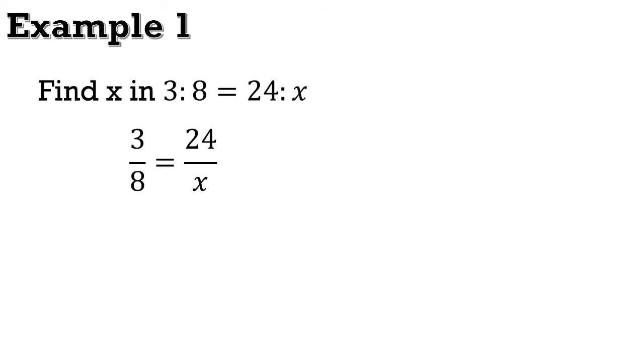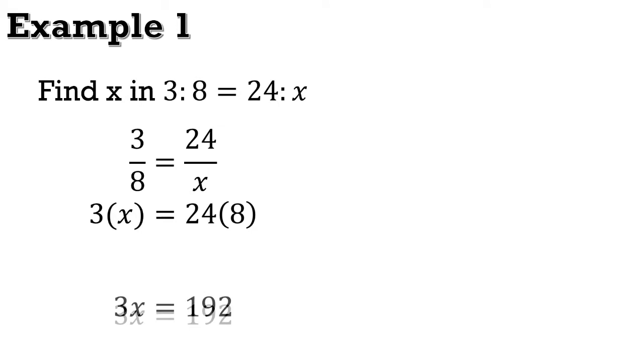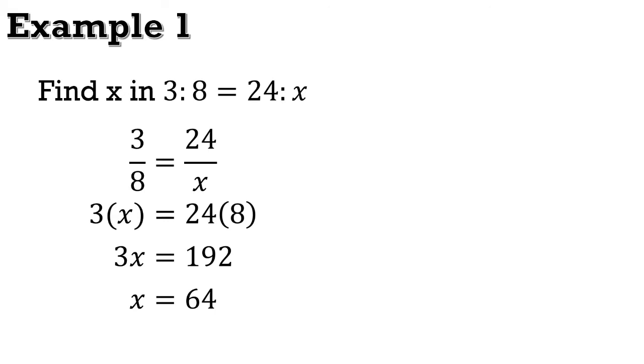Now paano ba yung property na yon? So the numerator of the left side will be multiplied to the denominator of the right side of the equation, as well as the denominator of the left side will be multiplied to the numerator of the right side. So with that, we will have 3 times x equals 24 times 8. Simplifying both sides of the equation, we will have 3x because that is 3 times x, and then 24 times 8, that is 192. Dividing both sides by 3, we will have x is equivalent to 64. So that means the value of x is 64.